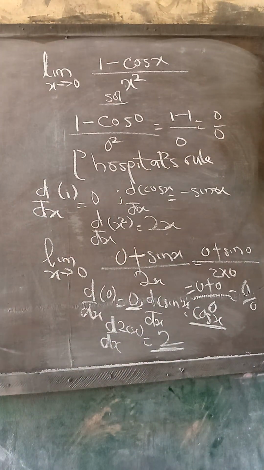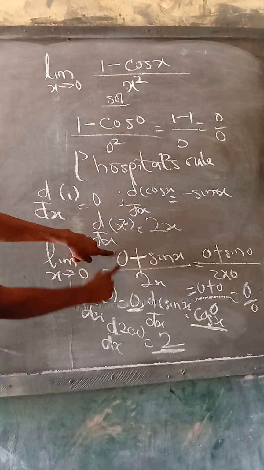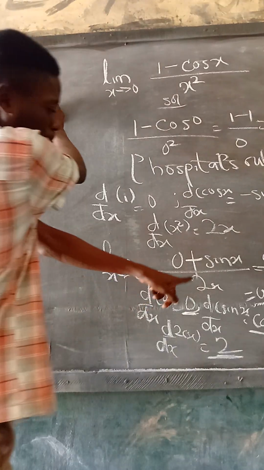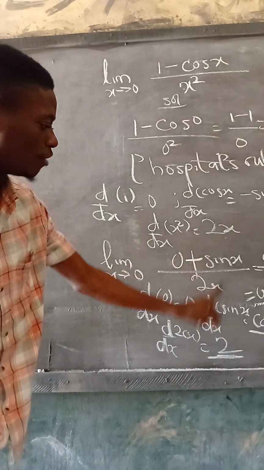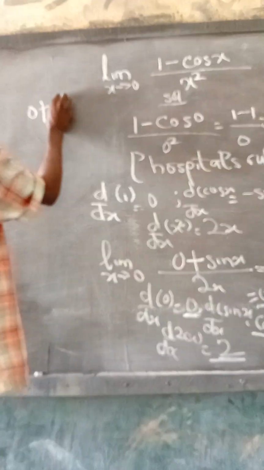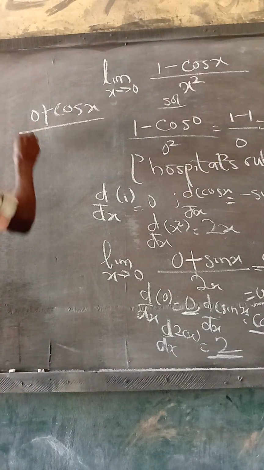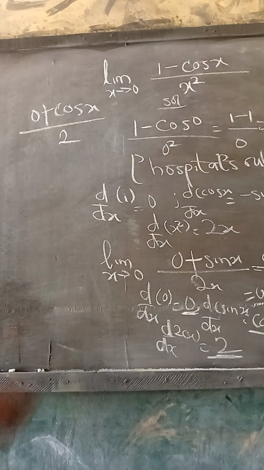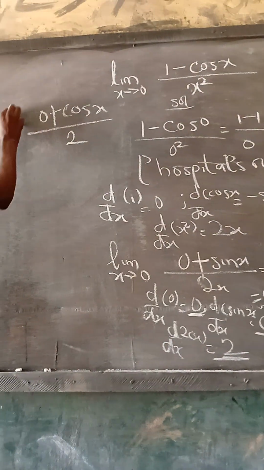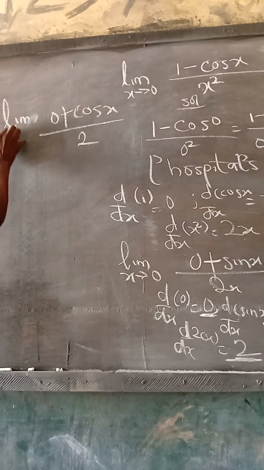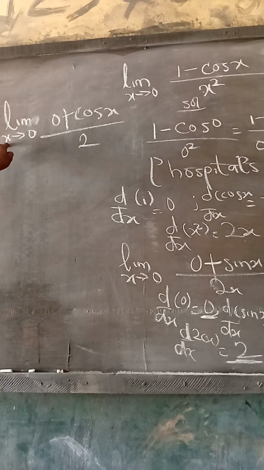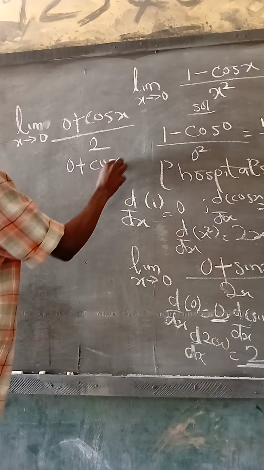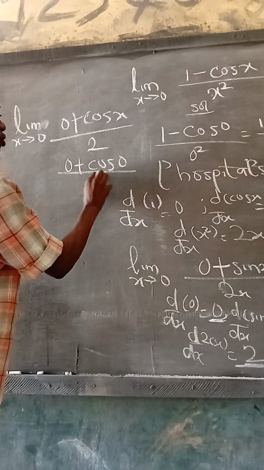So it's going to become, instead of writing this 0, we have the derivative, which is 0, plus, what is the derivative of sine? Cos x, we have cos x over, what is the derivative of 2x? 2. So we have 2. Then we have our limit as x goes to 0. So wherever we see x, we put 0. So we have 0 plus cos 0 over 2.